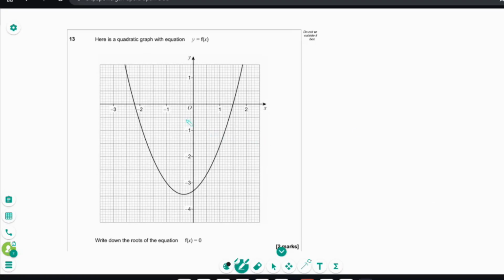Here is a quadratic graph. Write down the roots of the equation f of x equals 0. So this graph is the function f of x. We want to know when the answer is 0. So when is the y value 0? Can you see it's here and here? So the answers are x equals 1.5 or x equals minus 2.2.